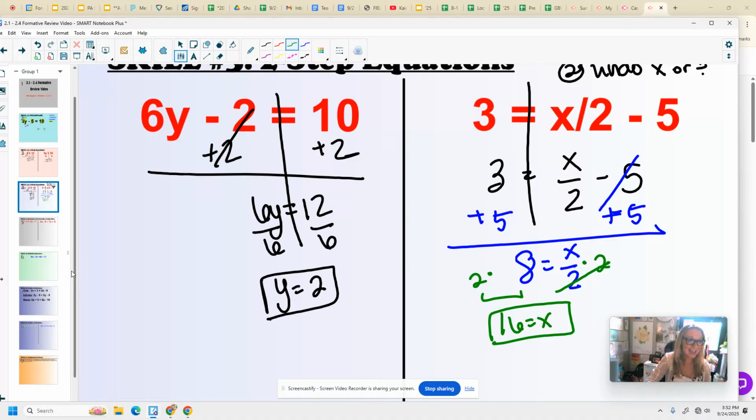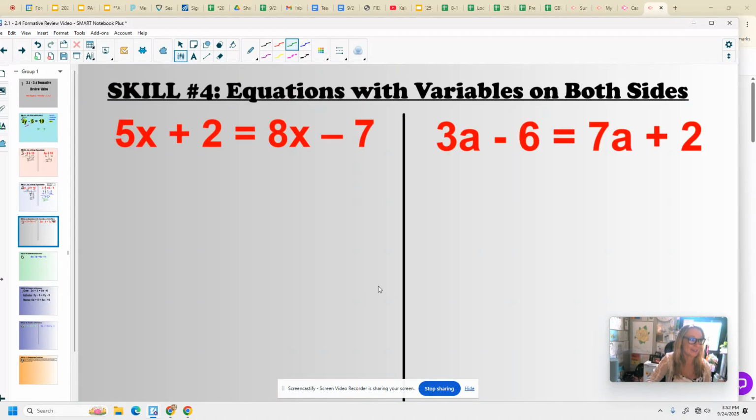Yay! Next level! Variables on both sides. Okay, you have heard me ask this question 1,000,000 times. When you have an equation with variables on both sides, which term is smaller? Is it your 5x or is it your 8x? Please tell me it's 5x. That is the one that you want to move first.